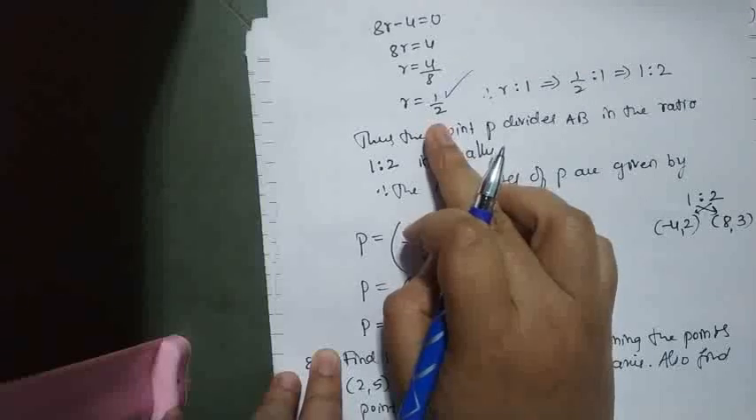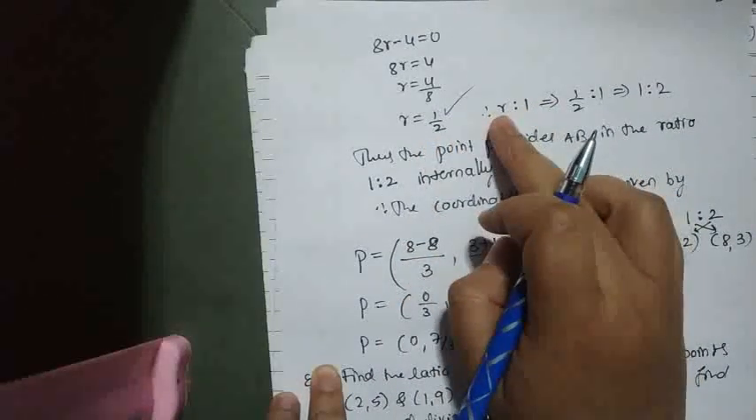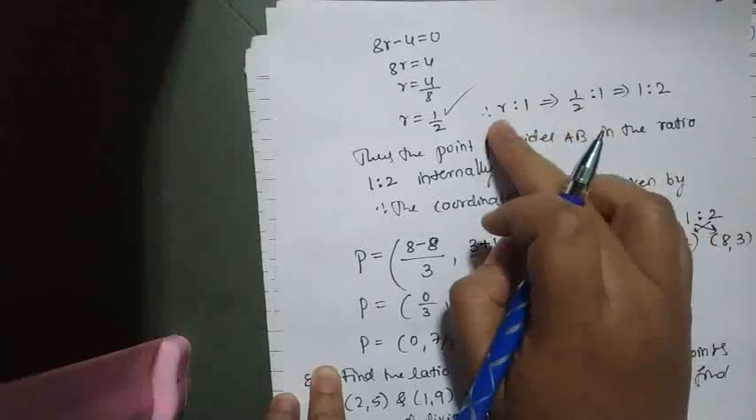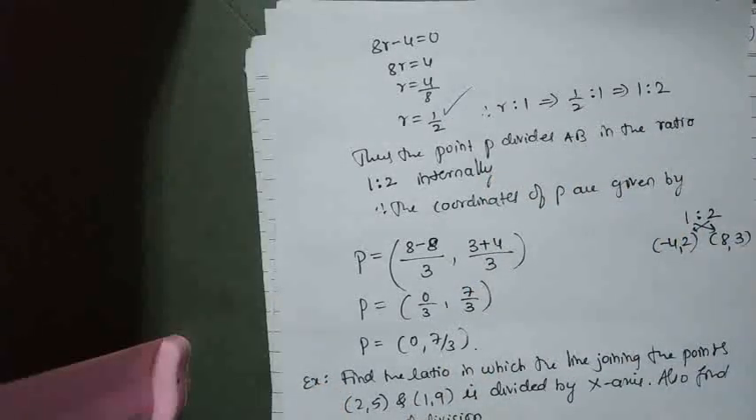Therefore r is 1 by 2. Therefore the ratio is r is to 1. That ratio is 1 by 2 is to 1. So 1 by 2 is to 1 is nothing but 1 is to 2. Therefore the point P divides the line AB in the ratio 1 is to 2.